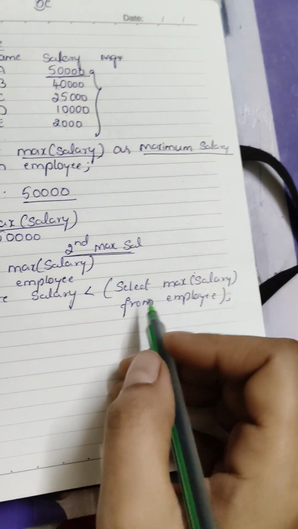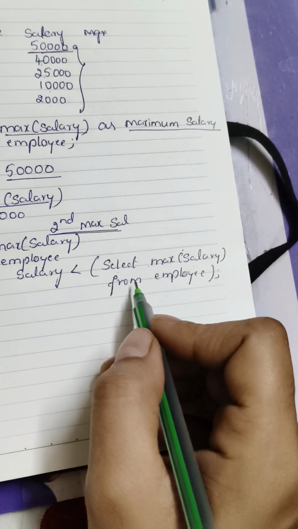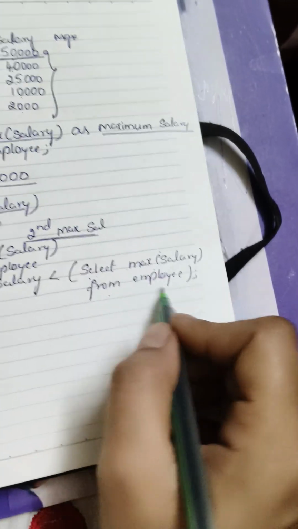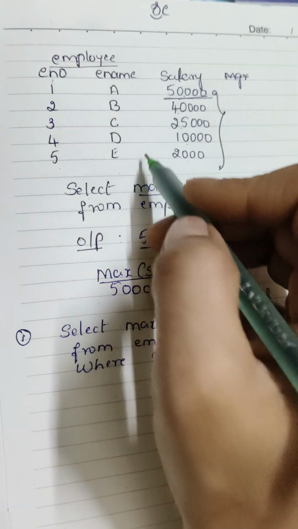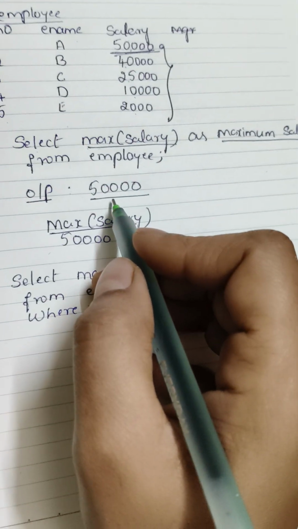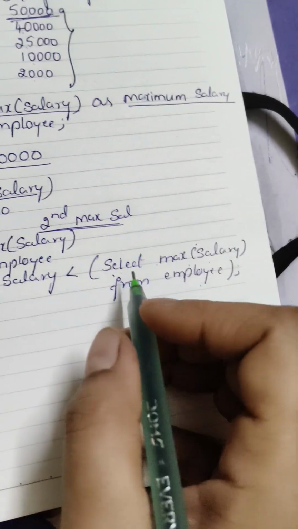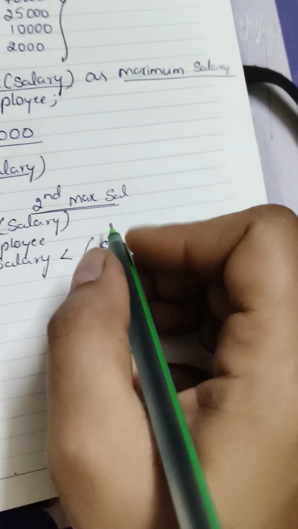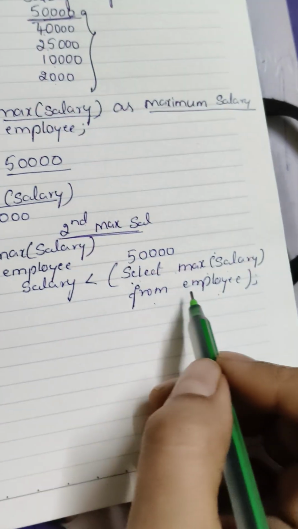Always in a DBMS or in the SQL language, the inner query executes first. So what is this inner query? The inner query is select max of salary from the table employee. By looking at this table, the maximum salary is 50,000. We already found it. So by executing this inner query, you will get the result 50,000. Correct, right?